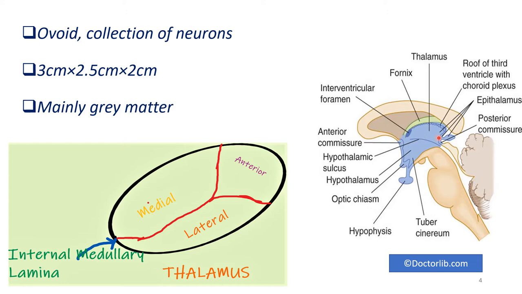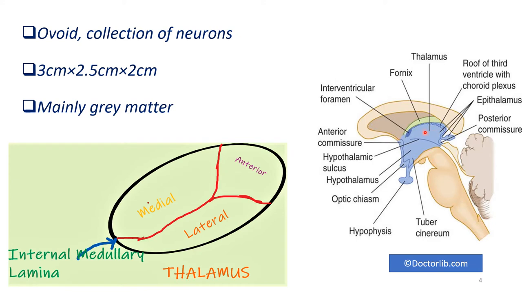This medial surface, if you see, there will be a midline, and in the midline it will be connected to the other thalamus. In the center of the two, there will be a short bar of gray matter called the interthalamic adhesion. Interthalamic adhesion. Some of the nuclei lie in this interthalamic adhesion.